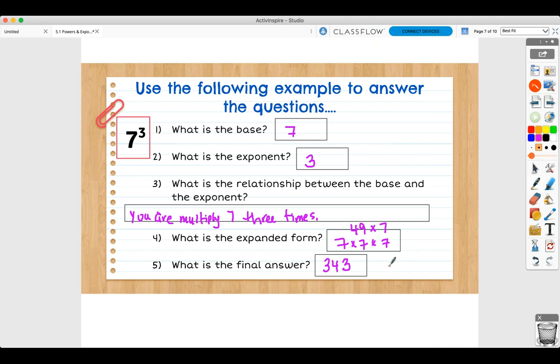Don't get hung up on doing 7 times 3. 7 to the third power is not 21. Make sure you do expanded form for a while, okay?